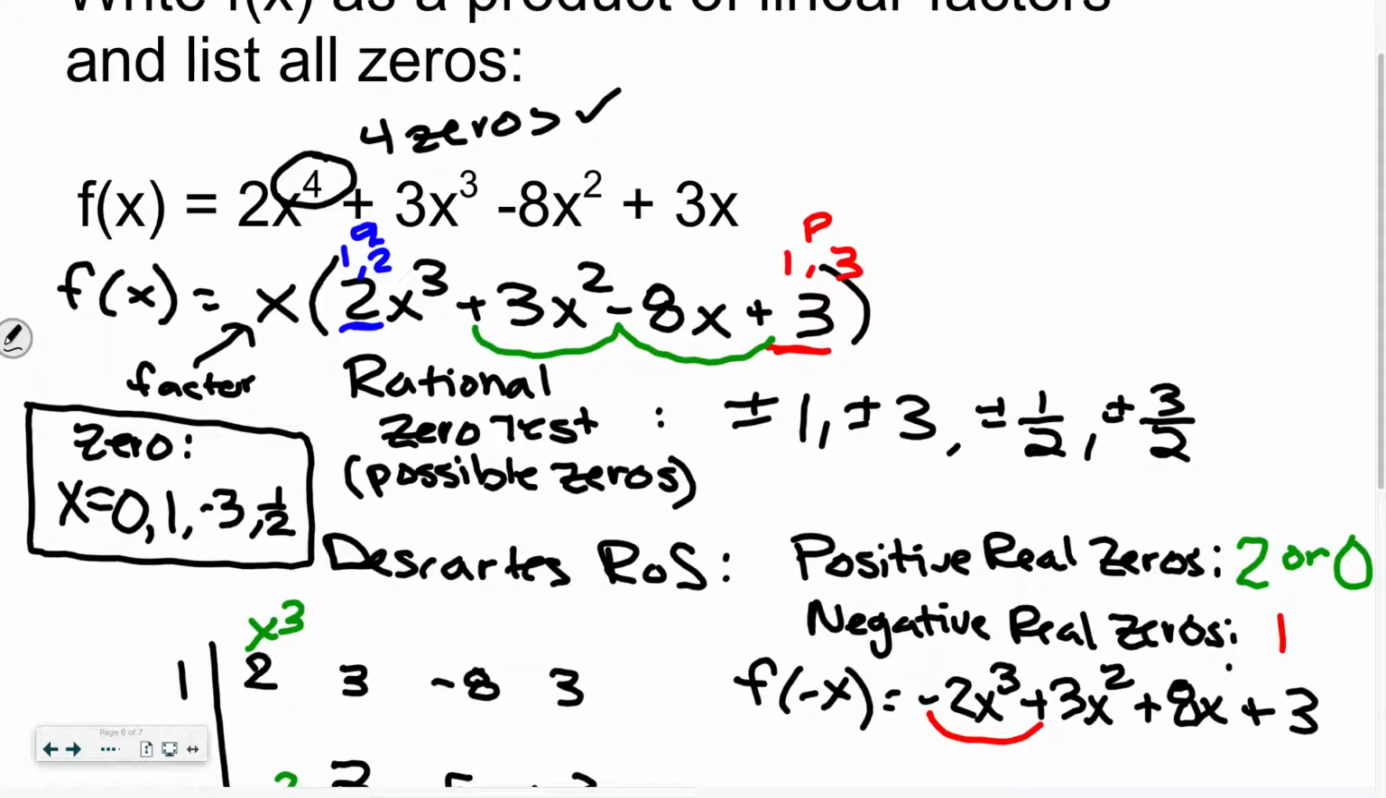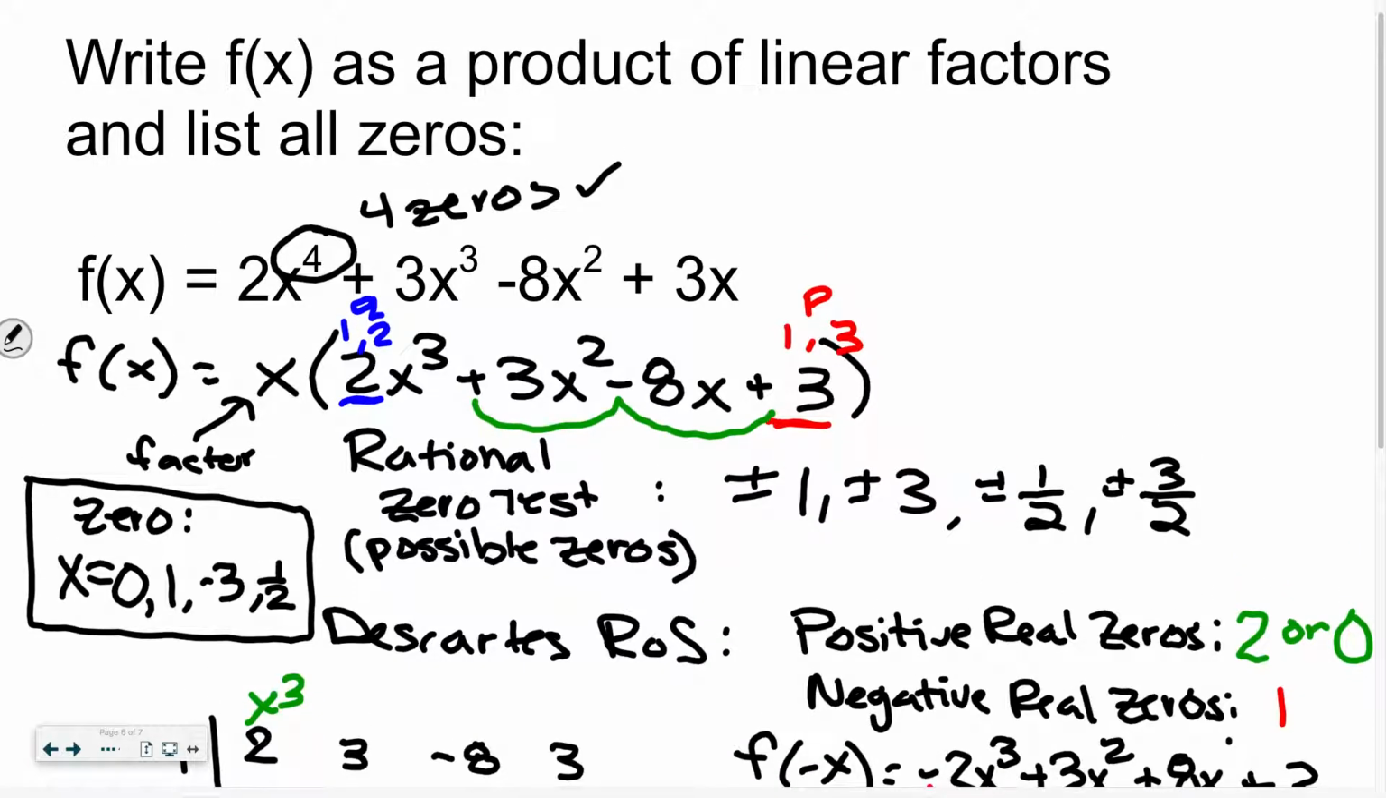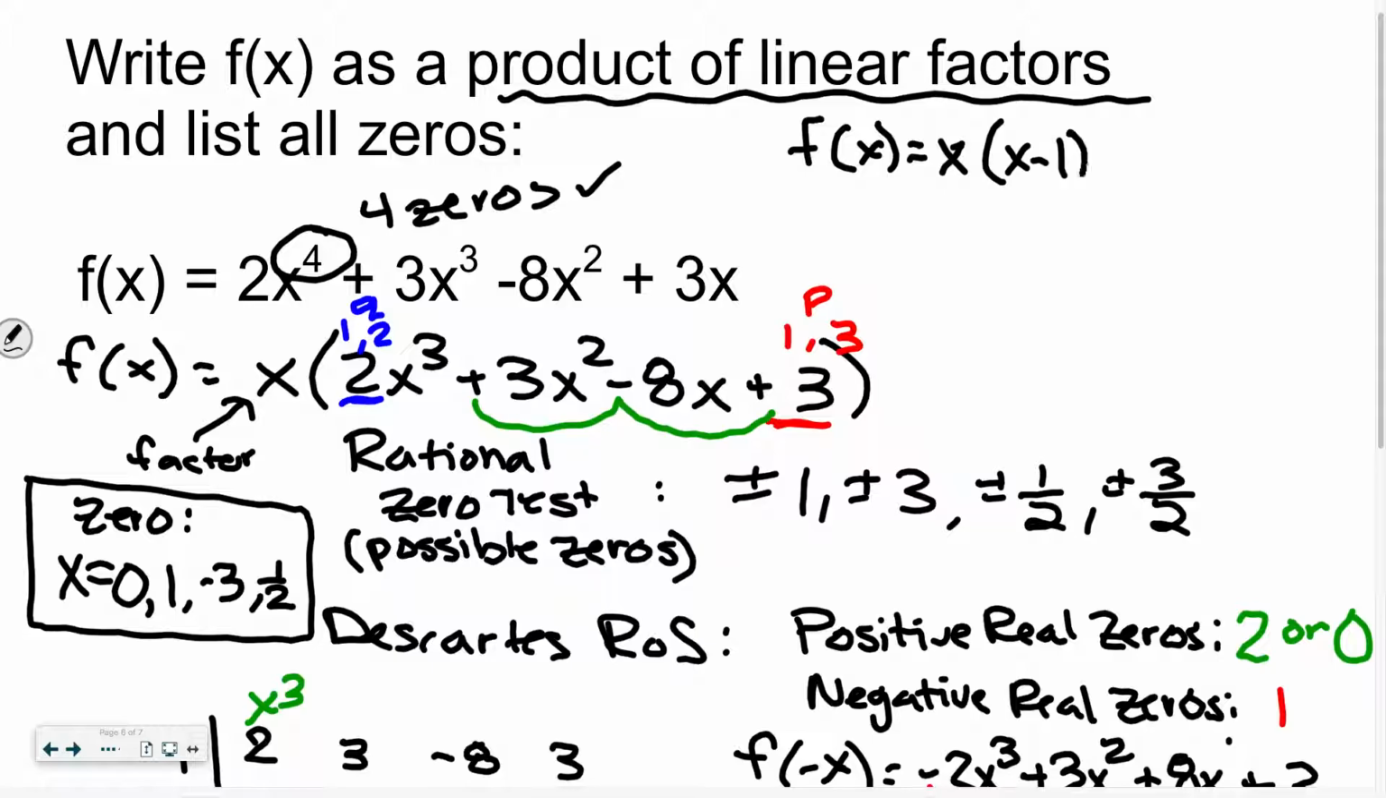Okay. Remember, it wants us to also write out the product of linear factors. Okay. So I would say f of x equals, of course, the x we factored out in the beginning. The first 2 zeros are easy ones to write. X minus 1 and x plus 3.